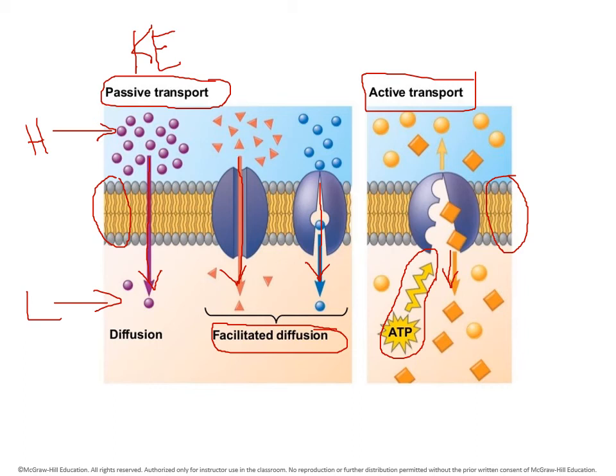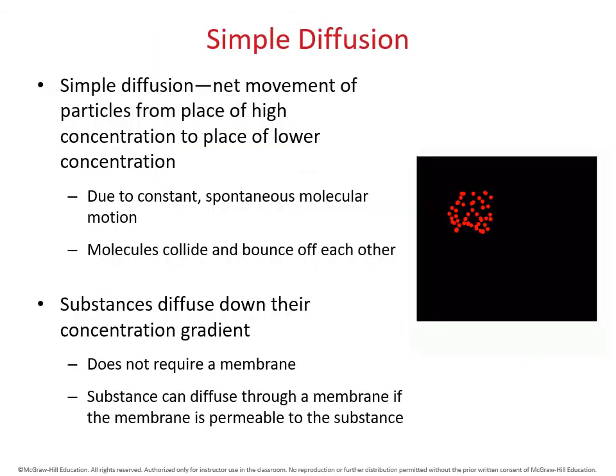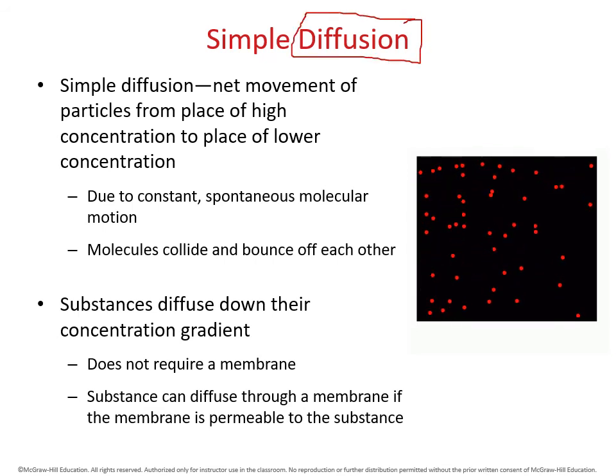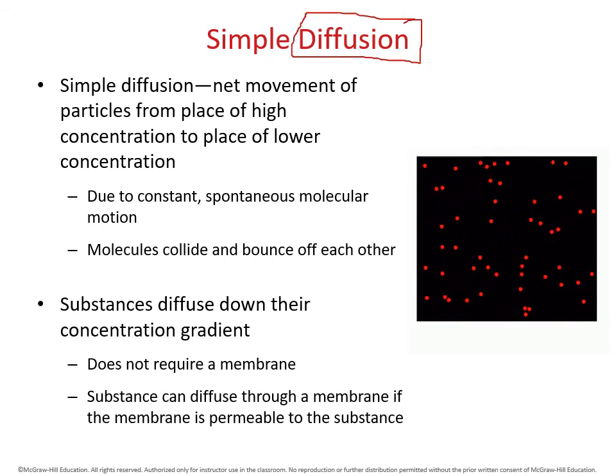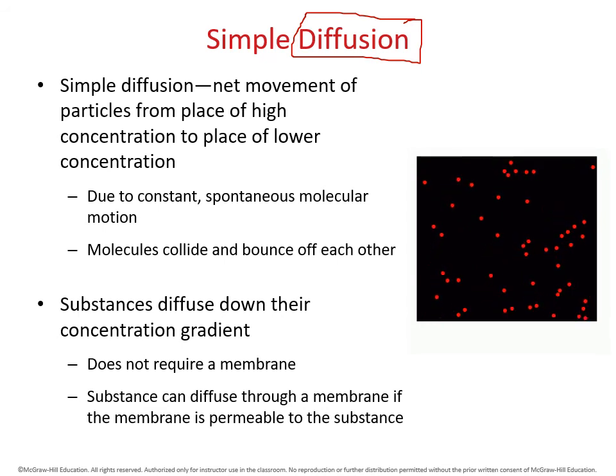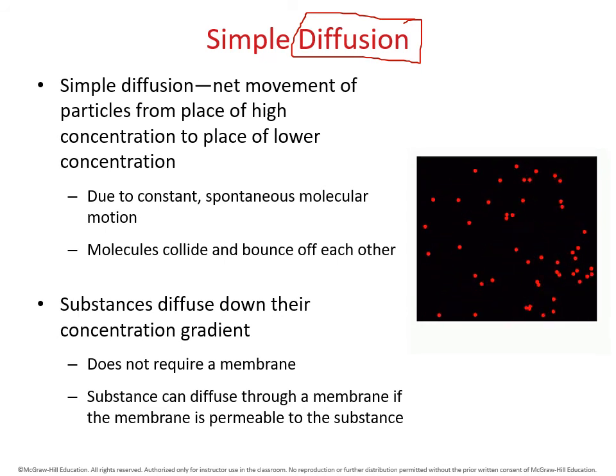Now, I want to spend a little bit more time to talk about passive transport because we want to talk about two of the main examples, which are going to be diffusion and osmosis. All right, so let's start off with diffusion. Anytime you hear diffusion, I want you to think about two things. The first thing I want you to think about is that it's an example of passive transport. So that means that you're going to go from high to low concentration.